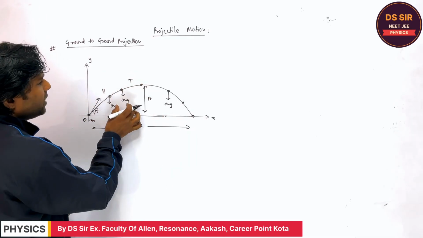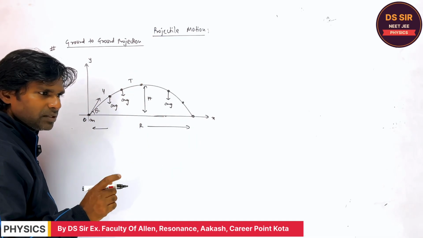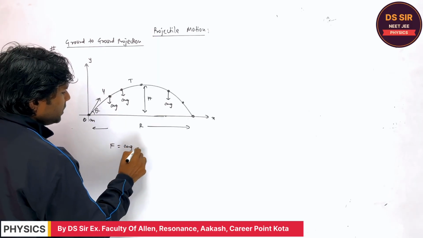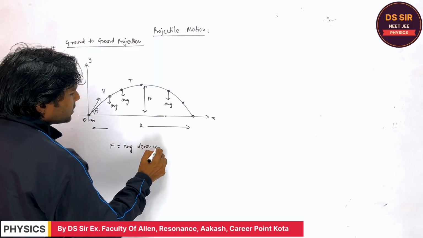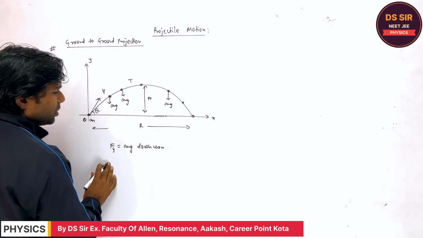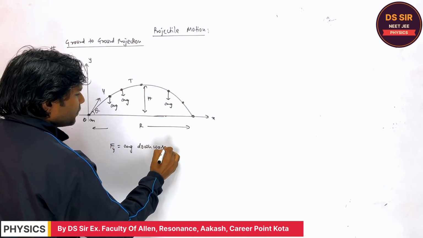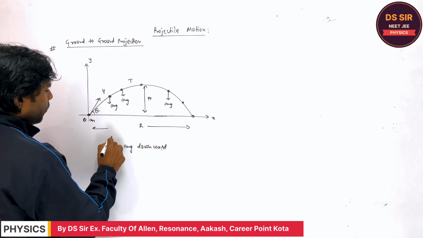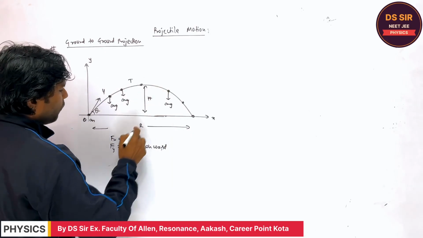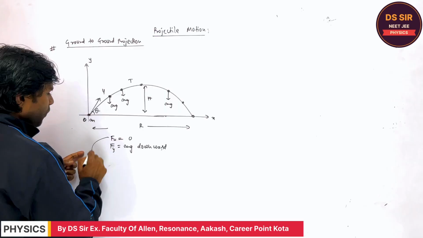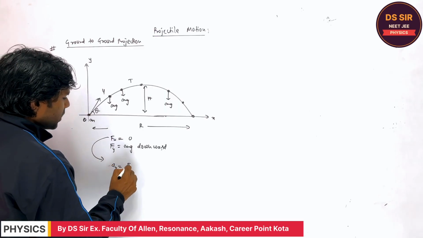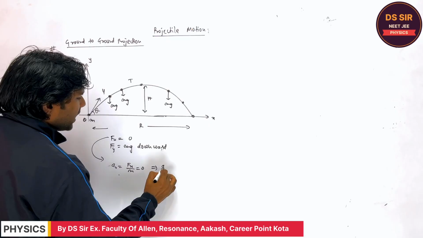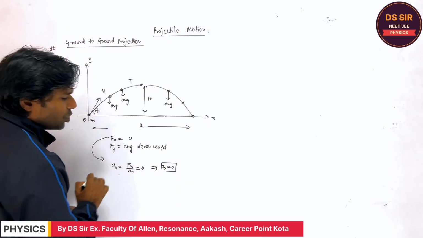So when it is in the air, how many forces are acting? Only one, mg downward. So what is the force? Force is equal to mg and downward. Is it clear or not? So this force is in the y direction only. Fine. So what is the force in the x direction? Say no force in the x direction. If no force in the x direction, then what is the net acceleration in the x direction? Say the x direction acceleration is 0.